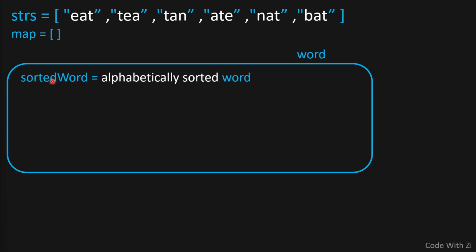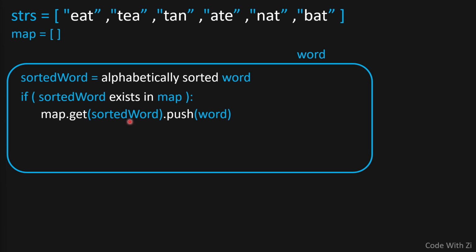The first line is gonna be that we're gonna sort our word, and we saw why in the previous slide. So whatever our word is, we're gonna sort it, and we're gonna put that inside a variable called sorted word. Simple stuff, right? And then we're gonna have an if statement and we're gonna say if sorted word exists in the map. So we're checking if we've already grouped the sorted word. If we have, we're gonna say add the current word to our group inside of the map.